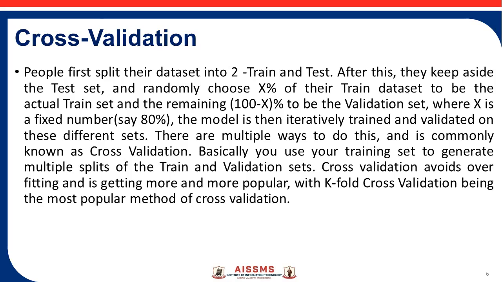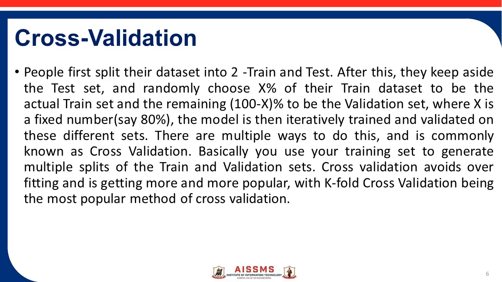One of the techniques is cross validation. This cross validation technique is used to check the performance of the model more accurately. People first split their dataset into two parts, that is train dataset and test dataset. After this they keep the test dataset aside, and they randomly choose some amount of the train dataset to be the actual training set and the remaining amount as the validation set. When the model is iteratively trained and validated on these different sets, there are multiple ways to do this, and it is commonly known as cross validation.